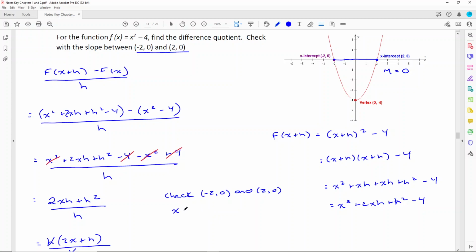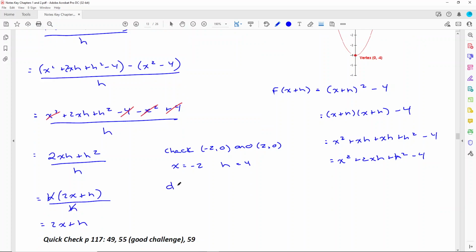Well, my x value is going to be the first x value I start with. So my x value is negative 2. Then I have to look at the distance between these 2 points as my h. So my h is 4, because between negative 2 and 2 is 4. So I'm going to say h is 4. Then I'm going to use my difference quotient, my dq, to see if my slope turns out to be 0. Well, I've got 2 times negative 2 plus 4, which gives me negative 4 plus 4, which is 0. And I got the slope I was expecting.